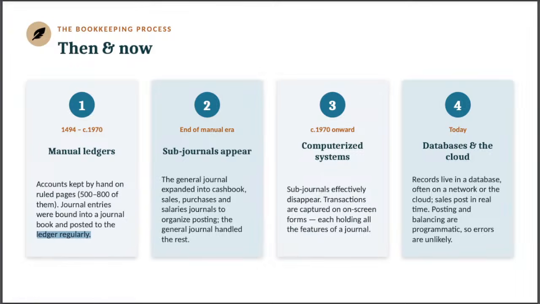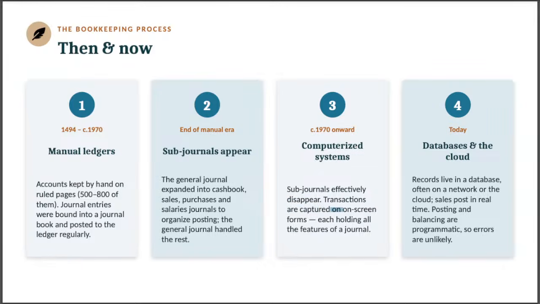But then it was the end of the manual era. Then we had sub-journals appearing. The general journal expanded into cash book, sales, purchases, and salaries journals to organize posting. The general journal handled the rest. So we have general journal entries, and then we have other ones here. Then from 1970 onward were computerized systems. Sub-journals effectively disappear.